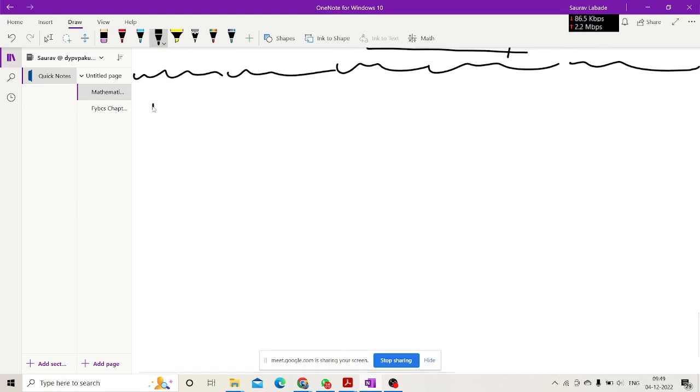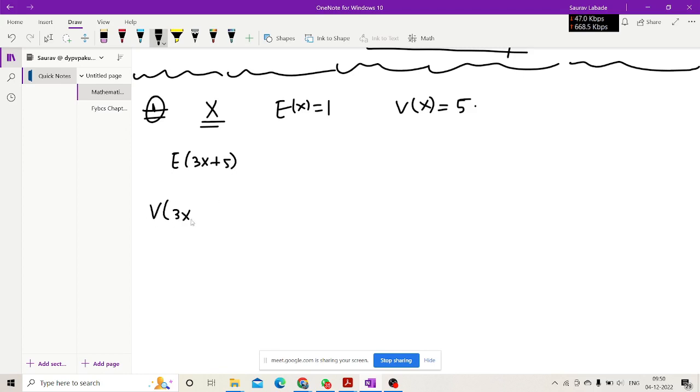Okay, let's take one example. It is again a pretty simple example. So I am just considering one random variable x. Okay, they have given me expectation of x equals to 1 and variance of x equals to 5. Right? These are the things they have given. Now I have to find the expectation of 3x plus 5, and I have to find variance of 3x plus 4. Yes, what is the expectation of 3x plus 5 then? 9. Okay, variance is 45.